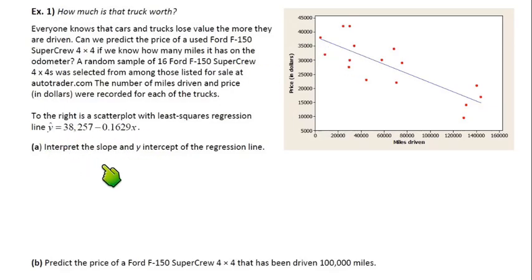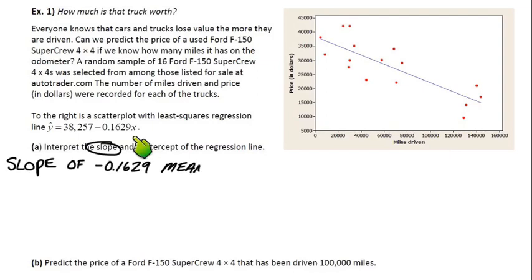And again, interpret the slope and y-intercept. Okay, so on the x-axis, that's miles driven. That's the explanatory variable. On the y-axis, that's price. So in general, the more you drive it, the less it's worth. That's exactly what the slope is talking about. It's a rise over run, the price over the miles. So for the slope, that's negative 0.1629.